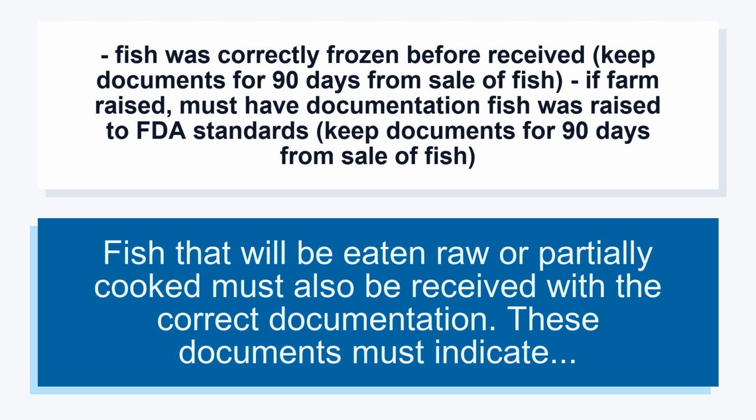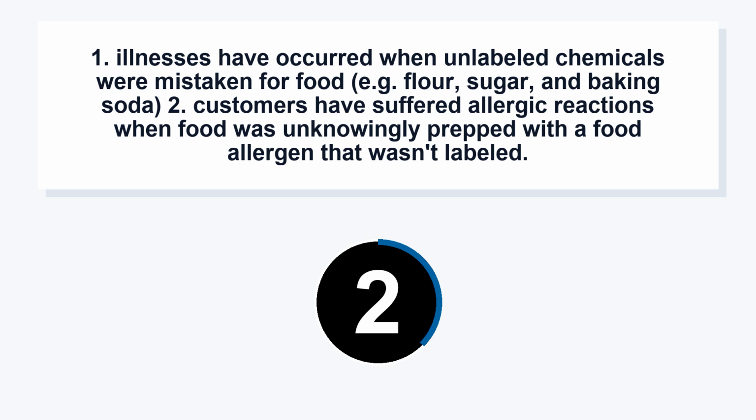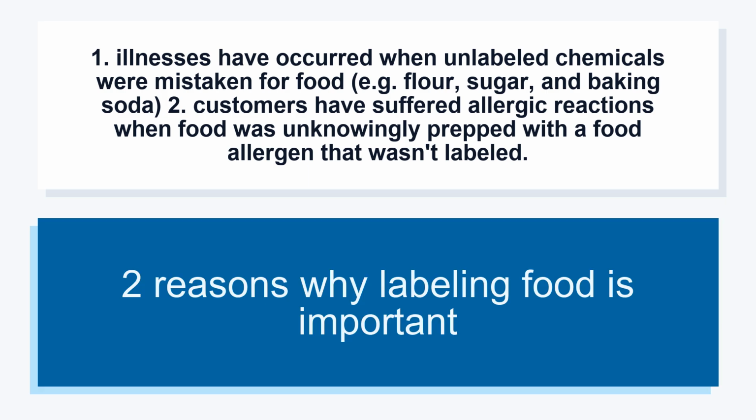These documents must indicate 1. Illnesses have occurred when unlabeled chemicals were mistaken for food, e.g. flour, sugar, and baking soda. 2. Customers have suffered allergic reactions when food was unknowingly prepped with a food allergen that wasn't labeled. 2 reasons why labeling food is important.